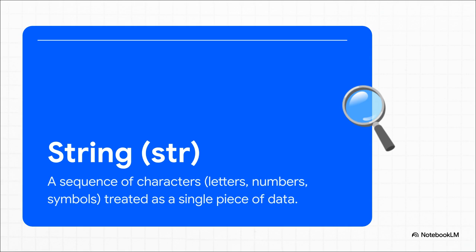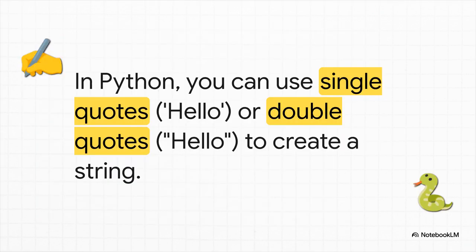In a lot of programming languages, this is just called the str type. And actually making one is super easy. In a language like Python, you just wrap your text in quotes. You can use single quotes, you can use double quotes. It really doesn't matter. To the computer, they both mean the exact same thing. You've just created a string.